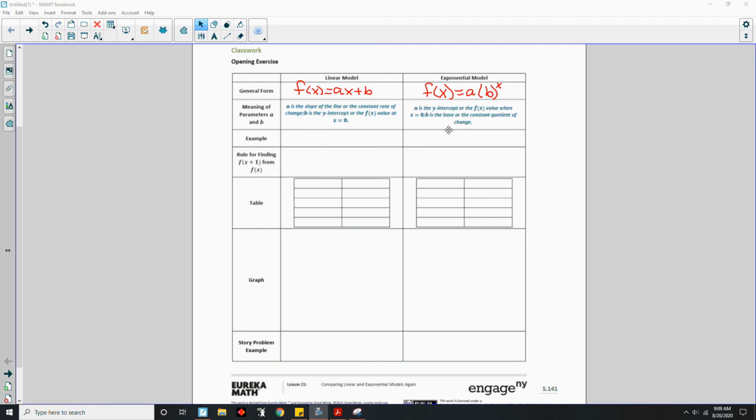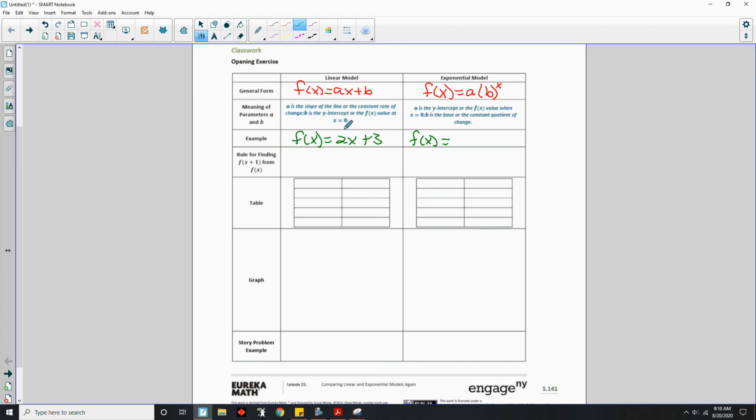Okay, so for an example, let's just choose an a and a b. That's all they're asking us to do here. So let's make a 2 and b 3. So f of x equals 2x plus 3. Now doing the exponential function, f of x equals.